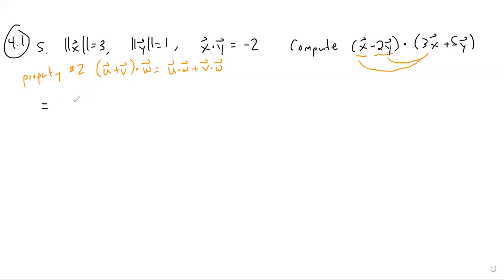So what we're going to get is x dotted with 3x plus 5y, and then minus 2y dotted with the same thing.